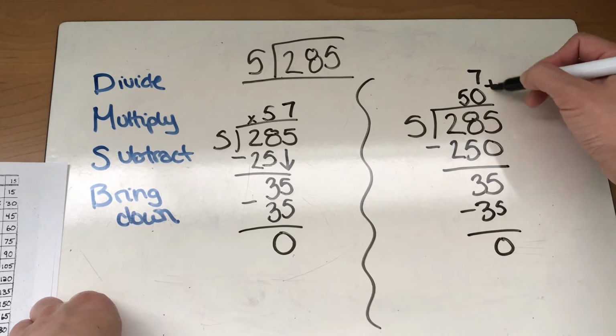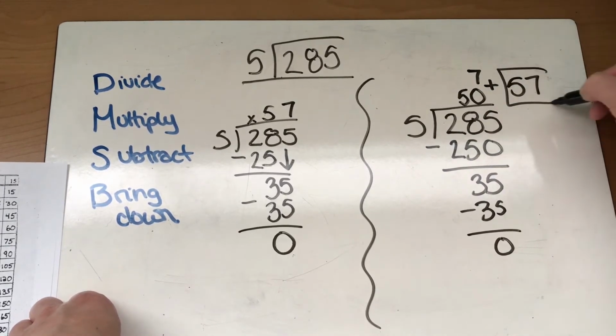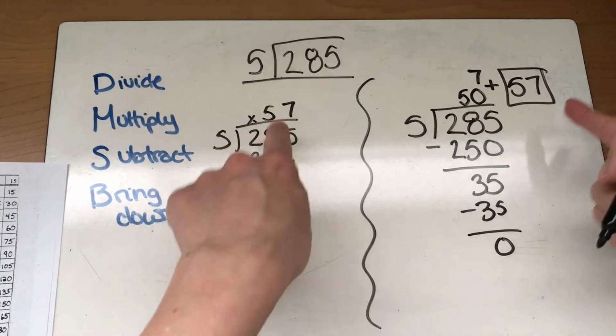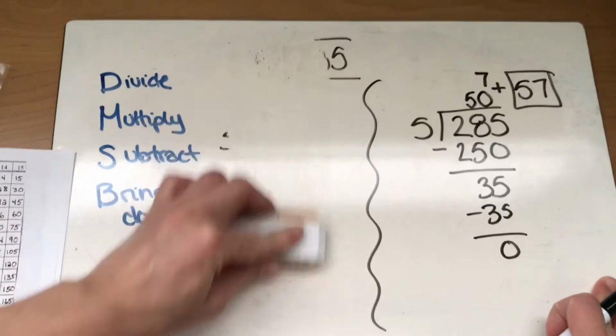So now I'm going to add these. 7 plus 50 is 57. So that's going to be my answer. And look, they both match, so they both work. Okay, let's do another example.